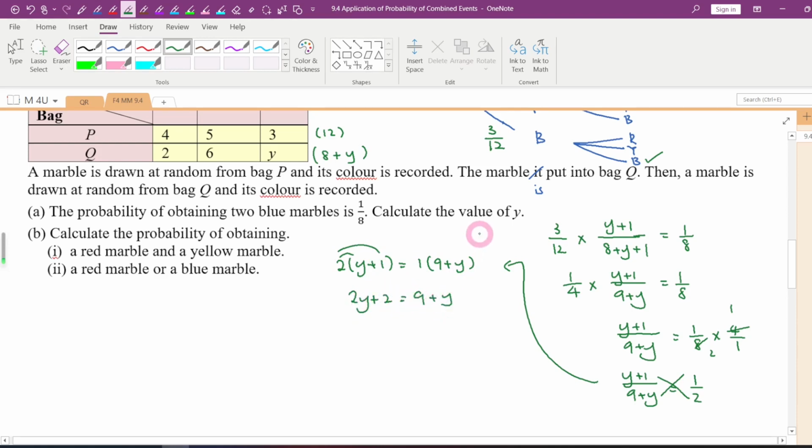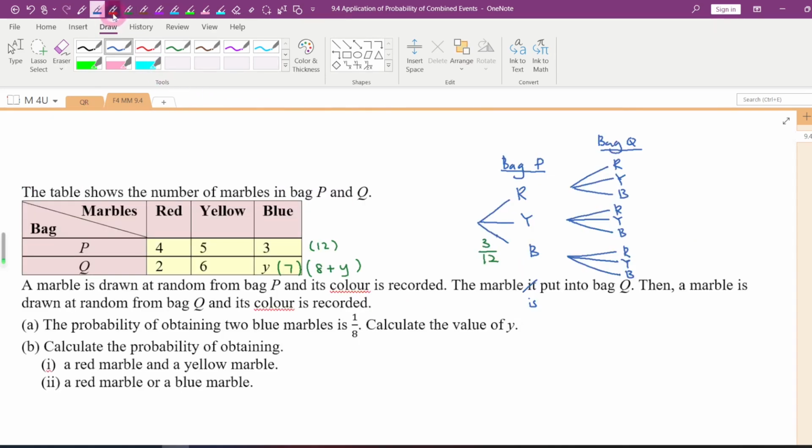So I'm going to solve this linear equation, group the y together. Y I bring over here, it becomes 2y minus y. Copy the 9, 2 I move it over here, minus 2. 2y minus 1y is equal to y. 9 minus 2 is equal to 7. Okay, now we know that y is equal to 7. This is the answer for part A.